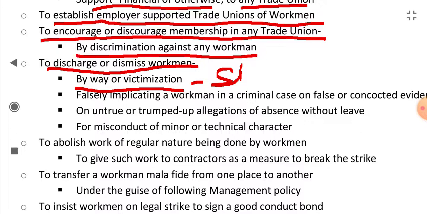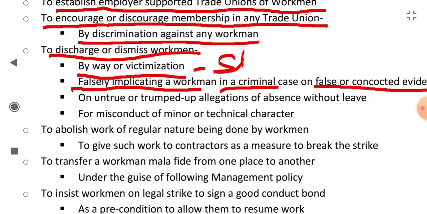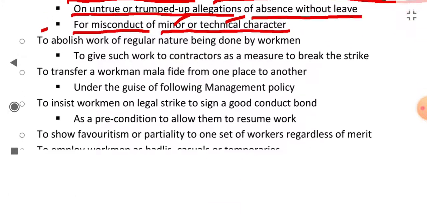Or to discharge or dismiss him by falsely implicating the workman in a criminal case on false or concocted evidence, or by discharging or dismissing him on untrue or trumped-up allegations of absence without leave, or to discharge or dismiss the workman for misconduct of any minor or technical nature. If a workman does any misconduct which is not of a major nature, or which is very minor or technical, and the employer dismisses or discharges him on that basis, it is also an unfair labor practice.